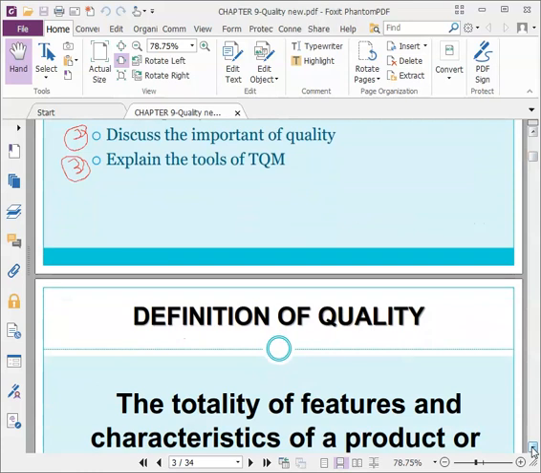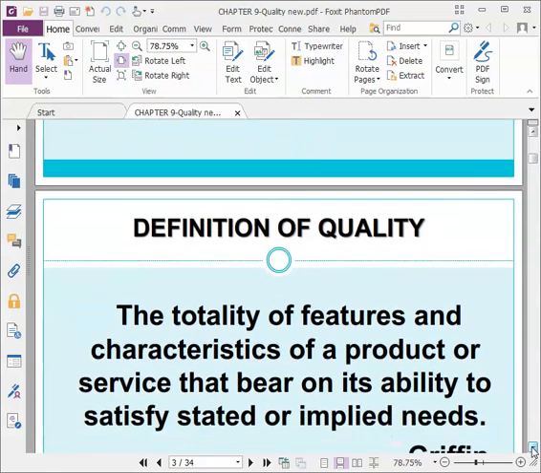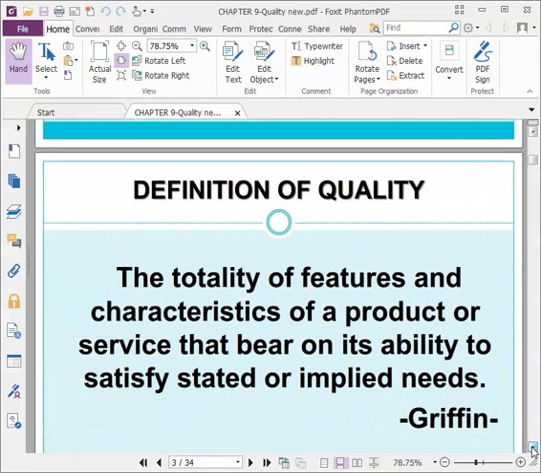Okay, so definition of quality. Okay, first kita kena tahulah what is quality. Okay, so everything that we do should have the quality. Okay, same goes to management. Management pun kena make sure their performance is evaluated and also have quality. Alright, so quality is the totality of features and characteristics of a product or services that bear on its ability to satisfy stated or implied needs.